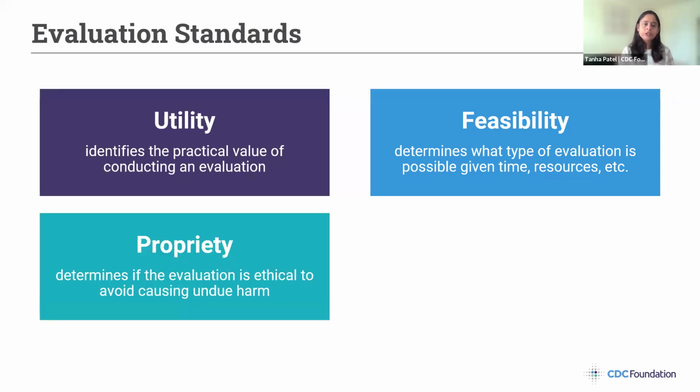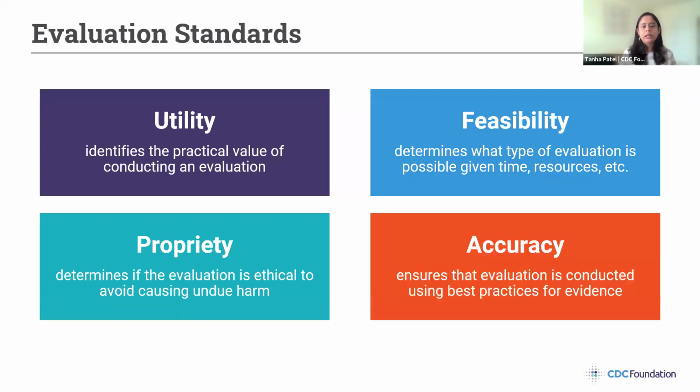The third standard is propriety, which guides you in assessing whether doing an evaluation will cause any harm to anyone. And finally, the final standard is accuracy, and this standard helps ensure that the evaluation methods that you use can lead to correct information.